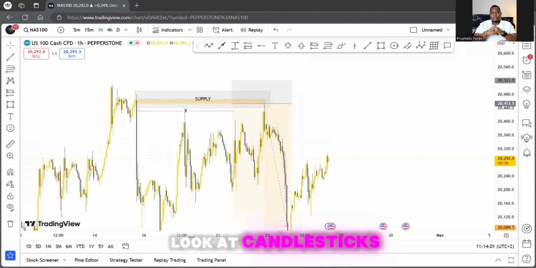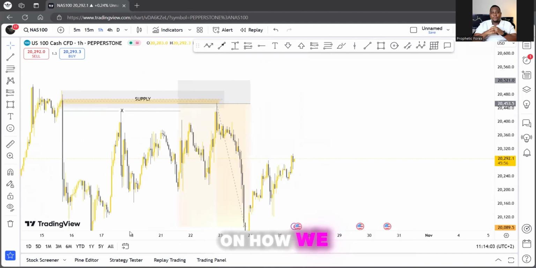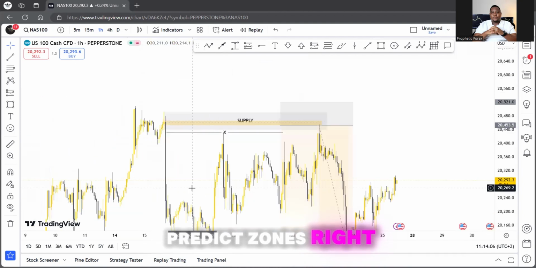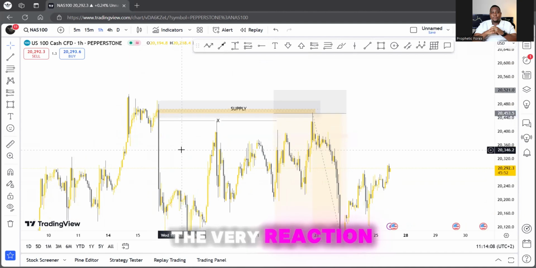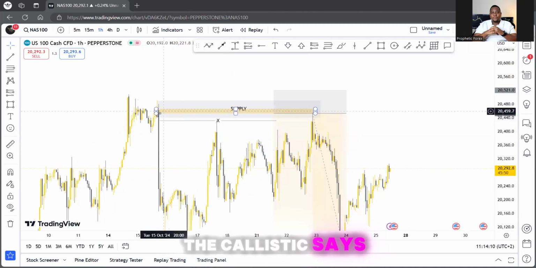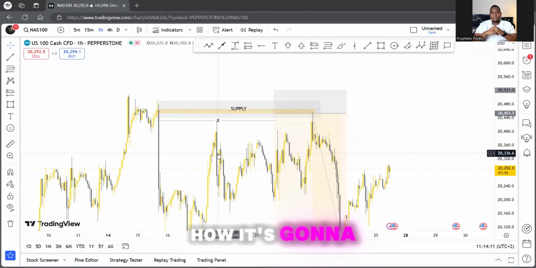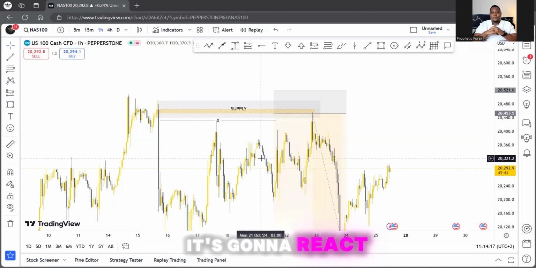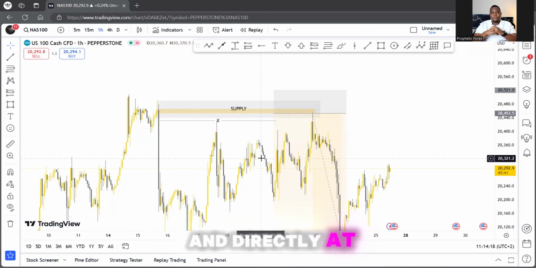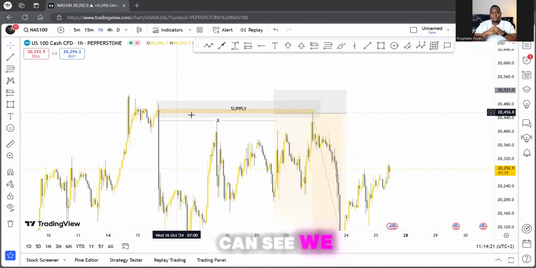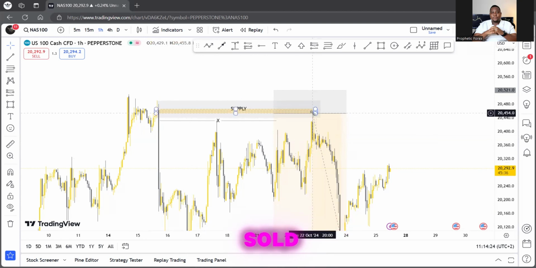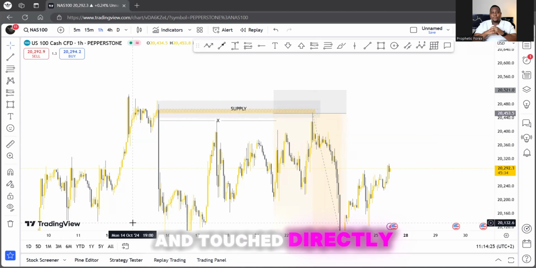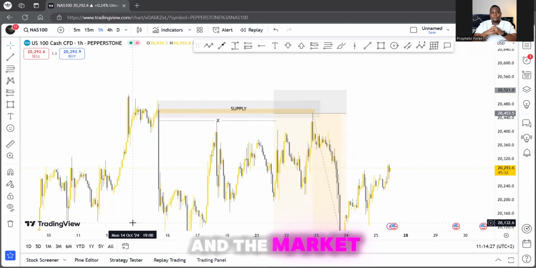Again, I like to look at candlesticks. Let me give you a tip on how we predict zones in terms of the very reaction of it. The candlestick says a lot about how it's going to behave. If it's a spinning top like this, definitely it's going to react all the way to the 50% and directly at the 50%. So as you can see, we did have the 50% of that zone and the market came into it, touched directly on that 50% of that zone, and the market sold.